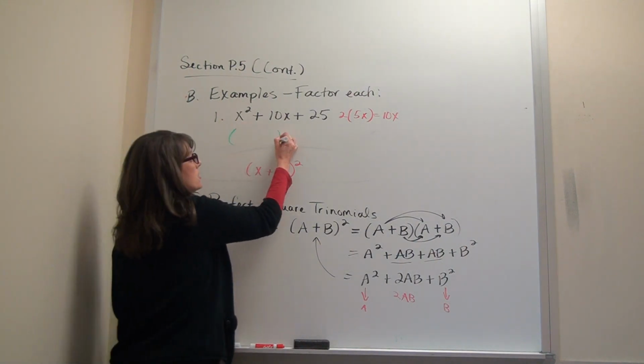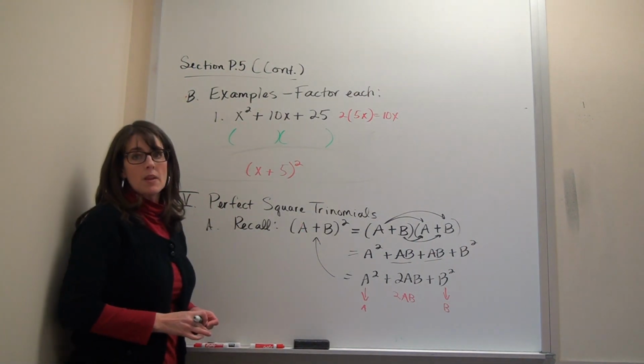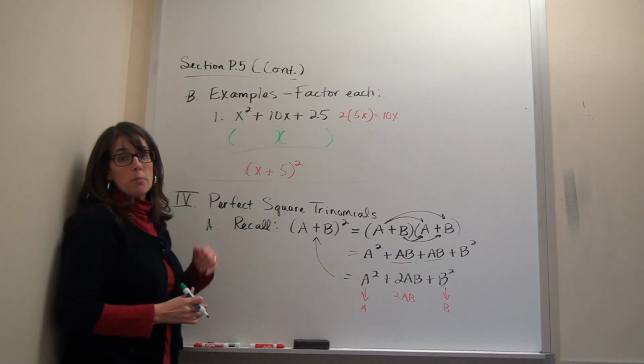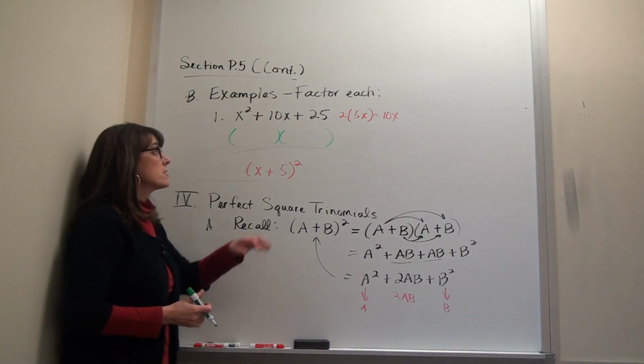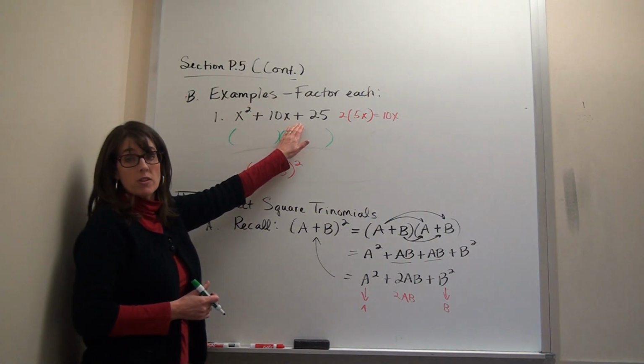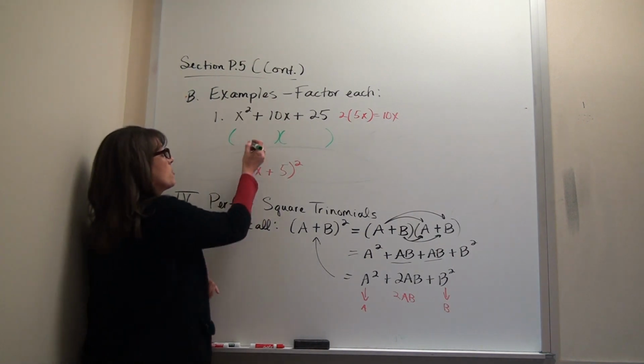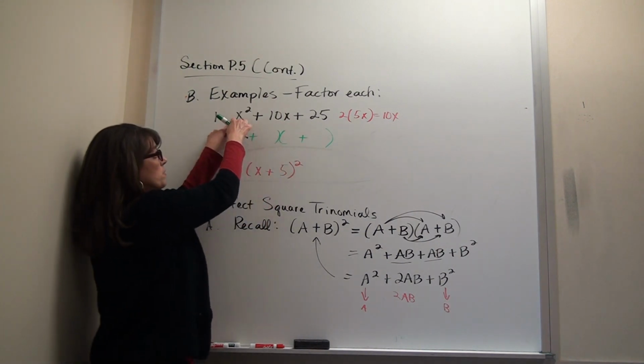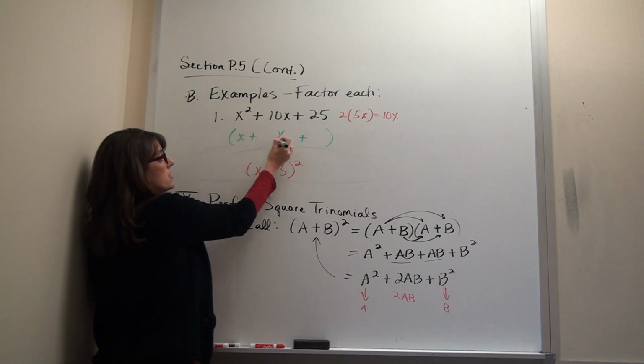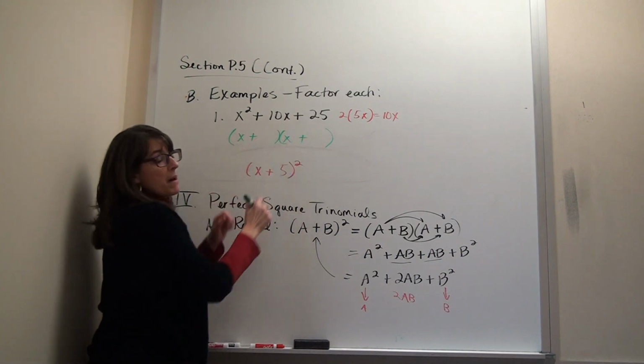We'll try to head for that double parentheses. And notice the leading coefficient of 1 makes life pretty easy. Plus, this back sign here will tell me that they're the same. This one will tell me they're both pluses. I'll split this into the first slots as an x and an x. I'll split this into the back slots.